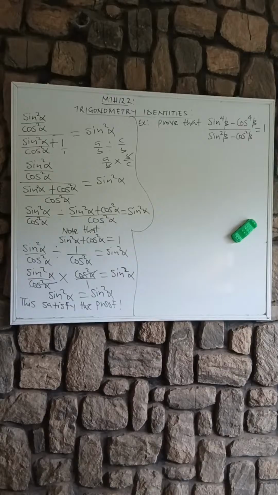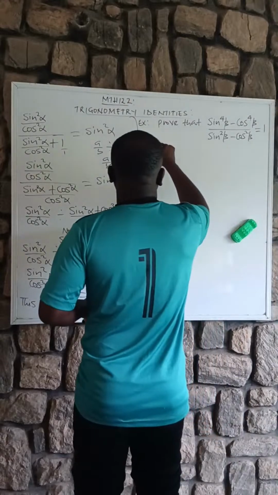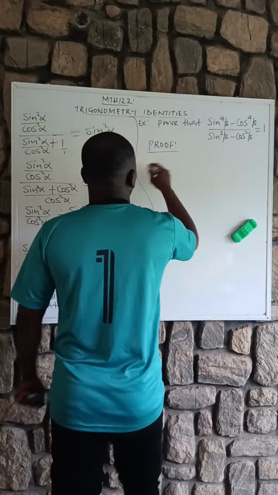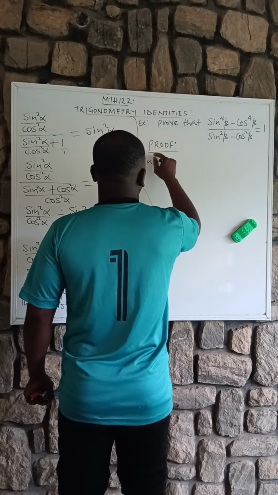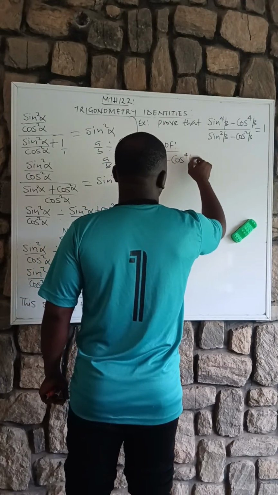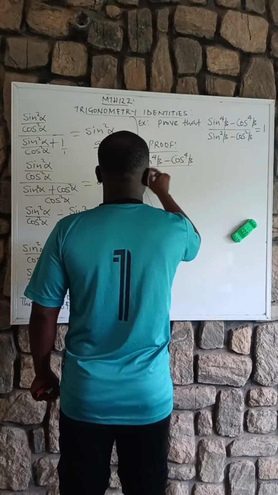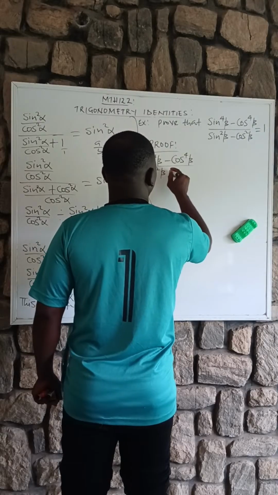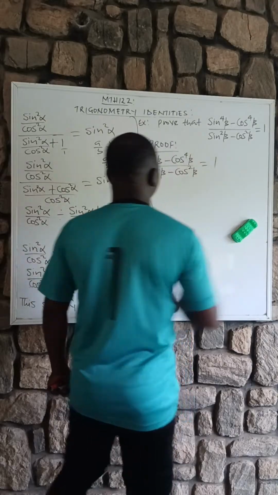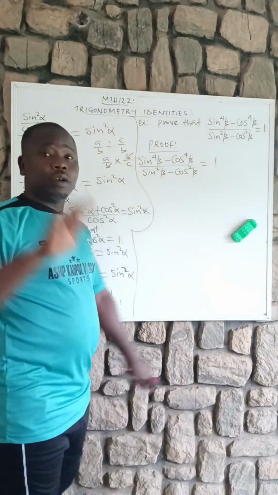If you can see what I am saying, it is not difficult. Let's write the proof. Here is sine raised to the power 4 beta minus cos raised to the power 4 beta over sine square beta minus cos square beta is equal to 1. It's as simple as ABC.